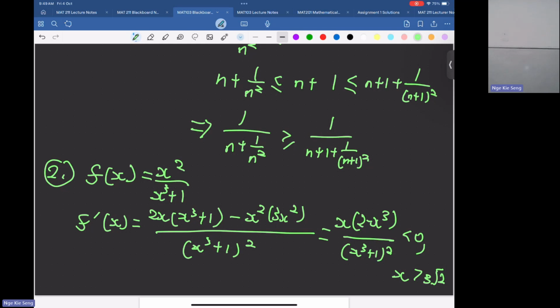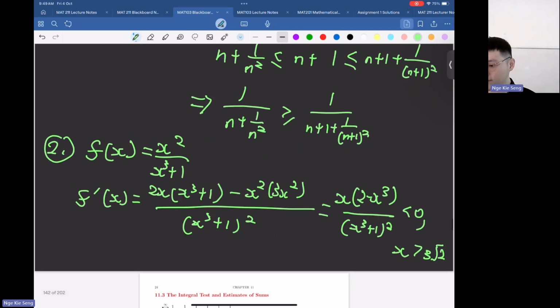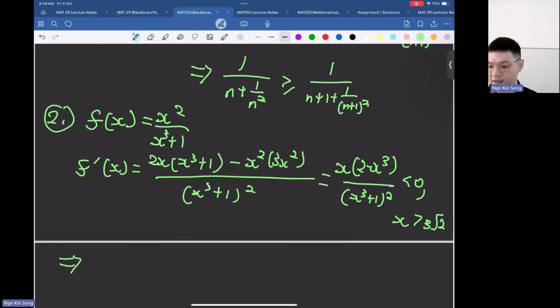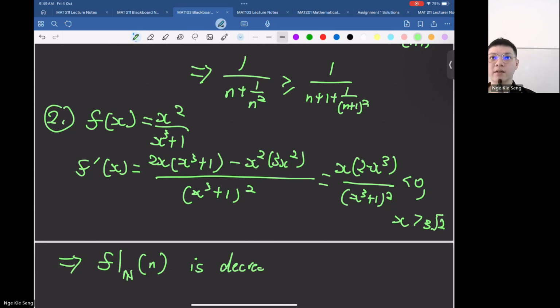Okay. So you see that this function is decreasing, right? The function defined by this sequence is decreasing. It also implies that the function restricted to just natural numbers is also decreasing. So this is what we use here. And this is your assignment question. You need to prove it.